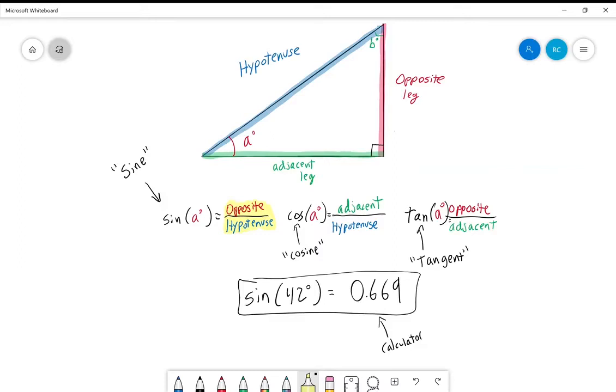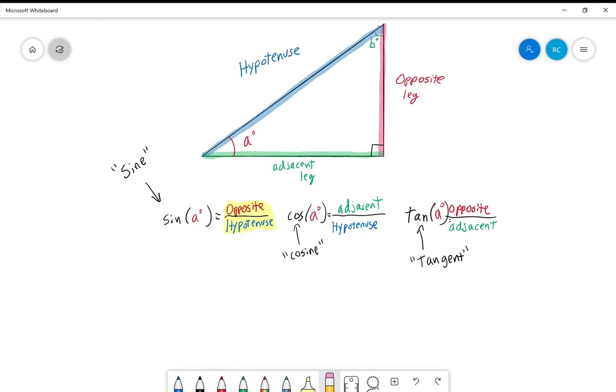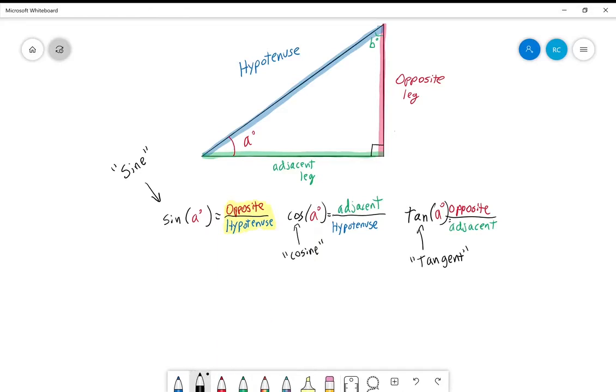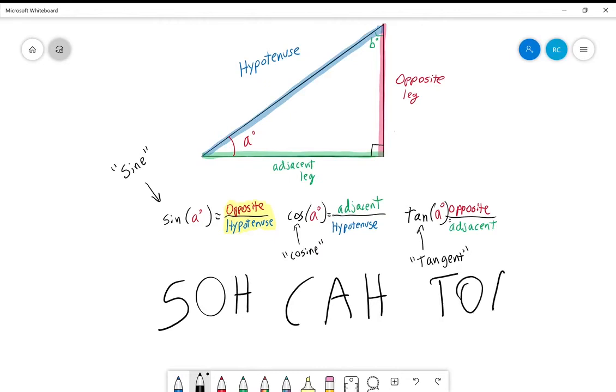Now, how do you remember this? I'm going to share with you a mnemonic device that my teacher taught me and his teacher taught him. We call it SOH CAH TOA.